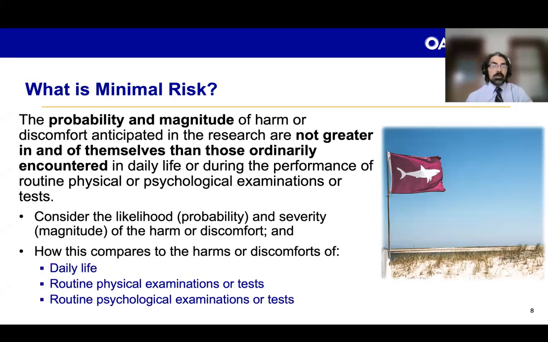So you want to compare this to everyday life, the risks that you experience walking down the street, for instance, and those that you'd find in a doctor's office with a regular physical or psychological exam. These are somewhat objective elements that an IRB can point to when making a risk determination, even though there is inherently some subjectivity in the definitions.